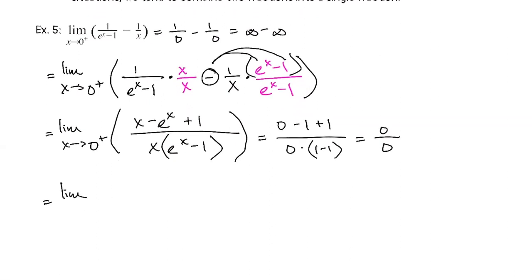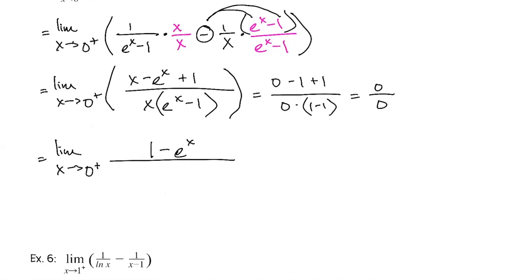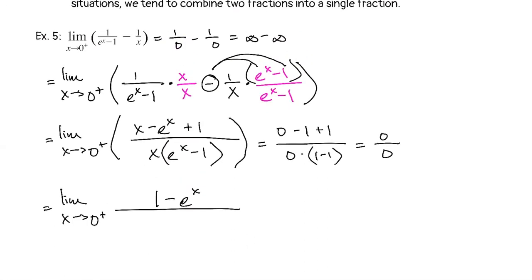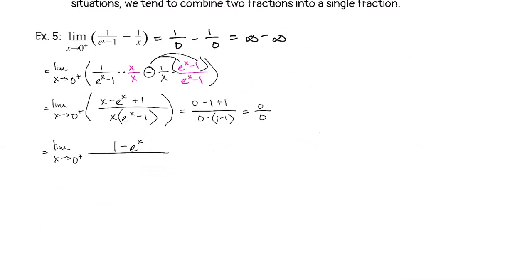All right, so let's apply L'Hopital's. The numerator: the derivative of x is 1, minus the derivative of e to the x, which is e to the x, and the derivative of 1 is 0, so I don't have to write it. How do I find the derivative of the denominator? Product rule. Yeah, I'm going to need my product rule here. Because it's been a while since we've seen product rule, let's do it off to the side.